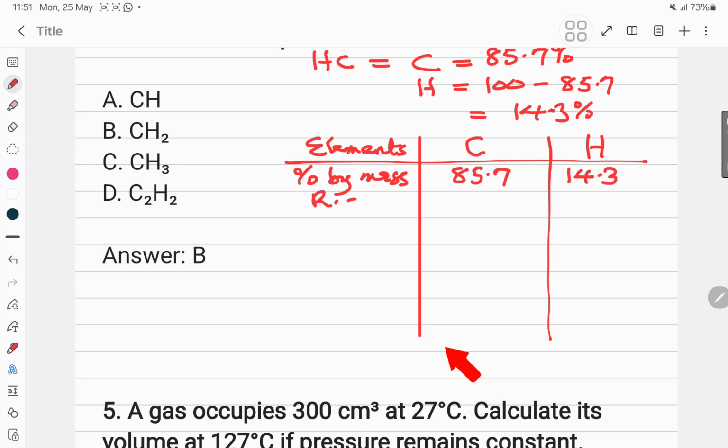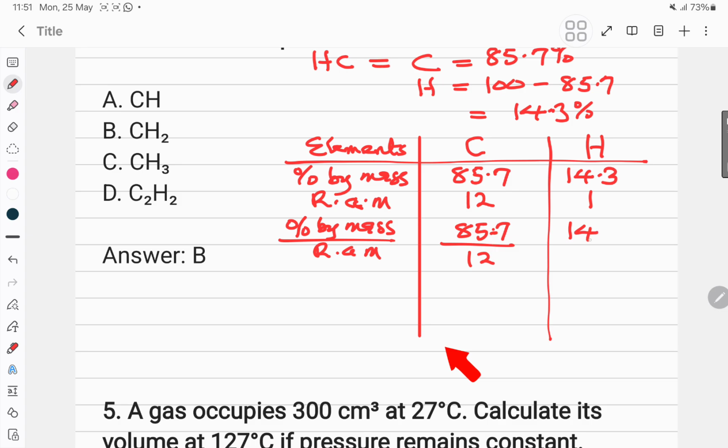The next thing you are going to state is the relative atomic mass of the element. Carbon is 12, hydrogen is 1. The next thing that you do is to divide the percentage by mass by the relative atomic mass of the element. So we have 85.7 divided by 12, then 14.3 divided by 1, and this is what we call the mole. So what you are calculating there is the mole. This will give us 7.14 to 2 decimal places, and 14.3.